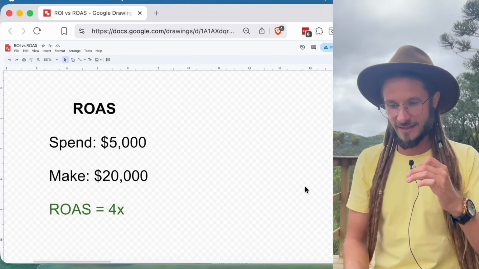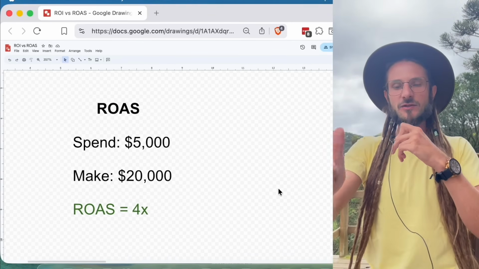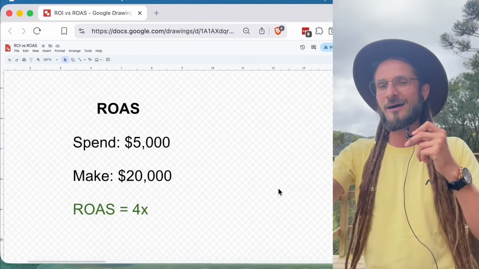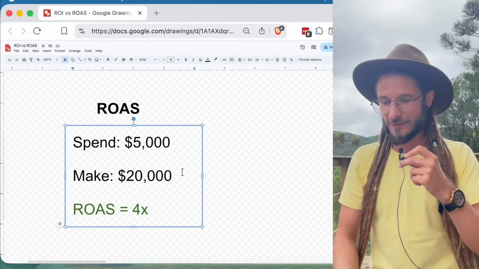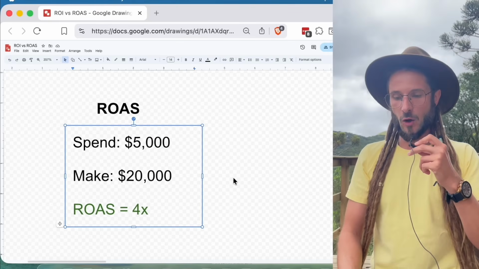Here is a very simple and common example of what a ROAS could look like. The spend is $5,000, we made $20,000, which means the return on ad spend, or for every pound that we spent, we got £4 back. Because 5 times 4 equals 20, right? So we managed to 4x that ad spend to make $20,000 revenue.